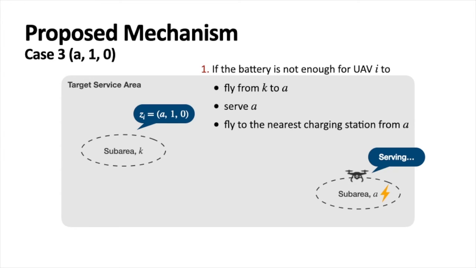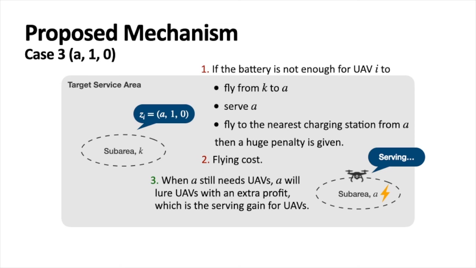Let's say, unlike the figure, subarea A doesn't have a charging station, so UAV I will have to fly to another subarea to charge. This is why we need the last check, and then the flying cost. Most importantly, the serving gain UAV I gets from A. Then we're done with the utility in case 3.